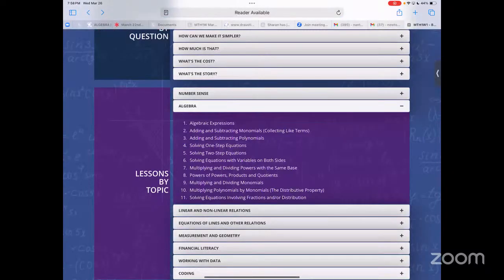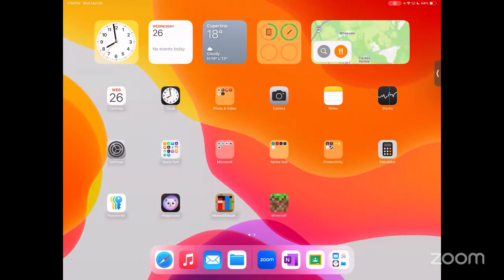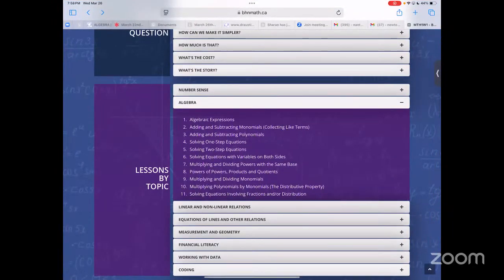Algebra 5, 6, and 11. The link is there. Your homework is to do 5, 6, and 7. Can you guys write it down? BHN Math, algebra, 5, 6, and 7 is your homework.